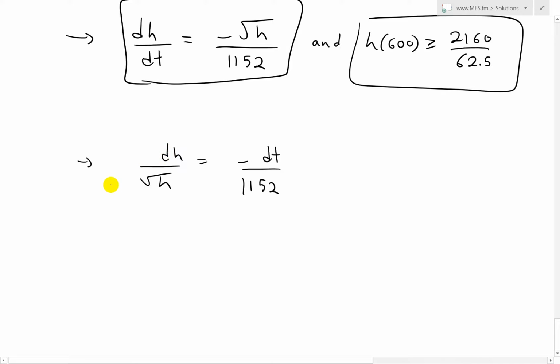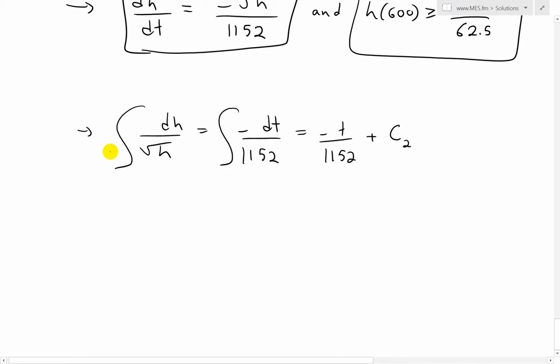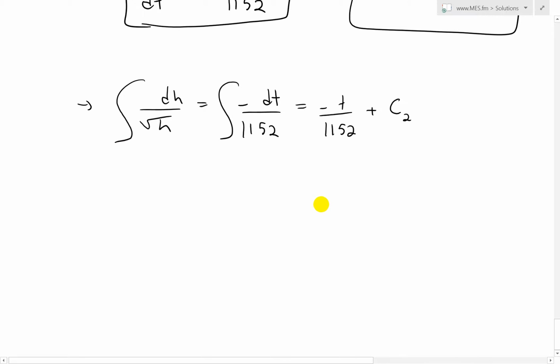So h is on one side, t is on the other, and then take the integral on both sides so we can solve this. Integral of this right here, this is just a constant. Integral of dt is just t. There's a negative there, so we have negative t over 1152, and then we always have to add the integration constant. I'll call this c2, and I'll use c1 for this integration constant. So that's just a constant.